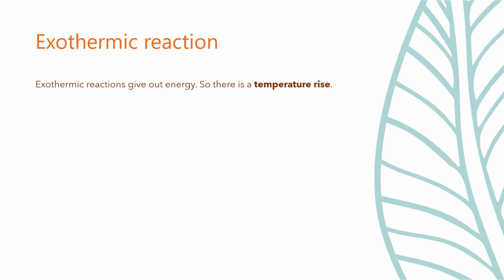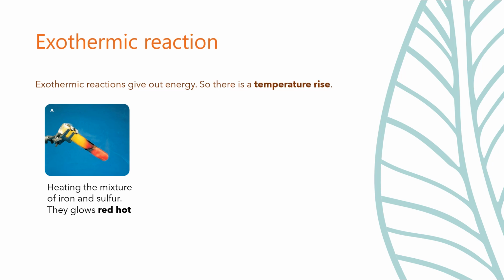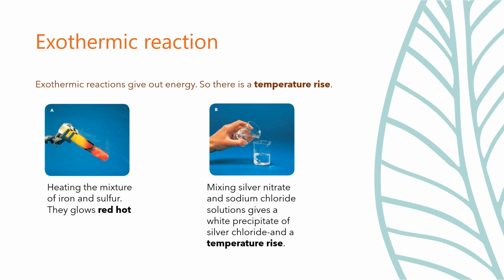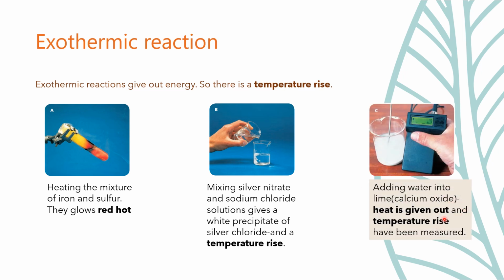Exothermic reactions give out energy, so there is a temperature rise, and here are three examples. Example number 1, heating the mixture of iron and sulfur, so they glow red hot. Example number 2, mixing silver nitrate and sodium chloride solutions gives a white precipitate of silver chloride, and the temperature rises. At the same time, you can feel the container warm using your naked palm.